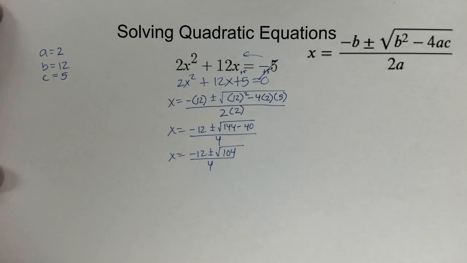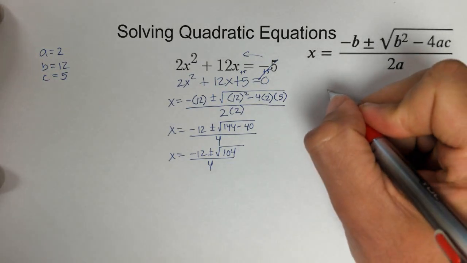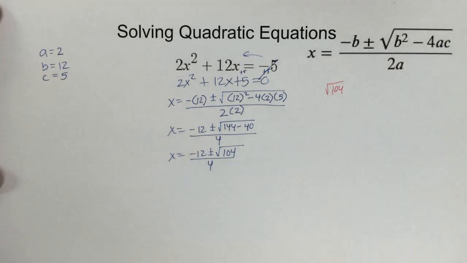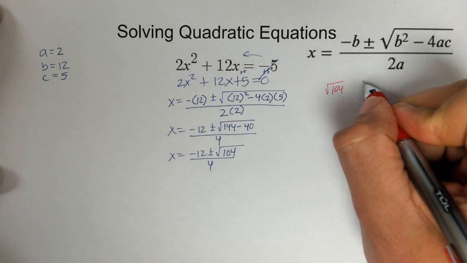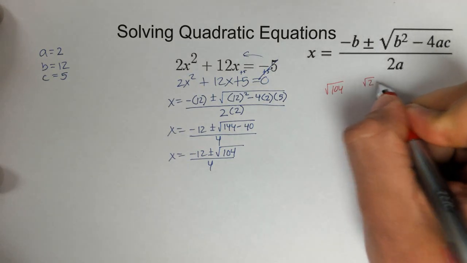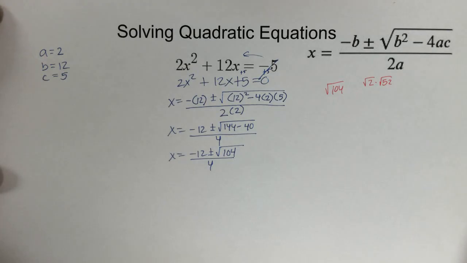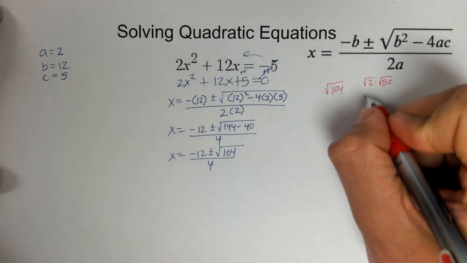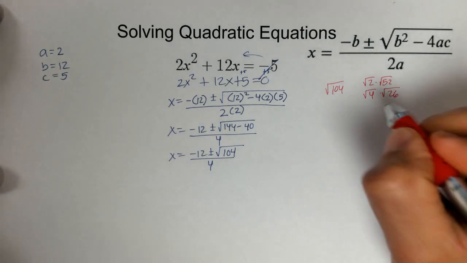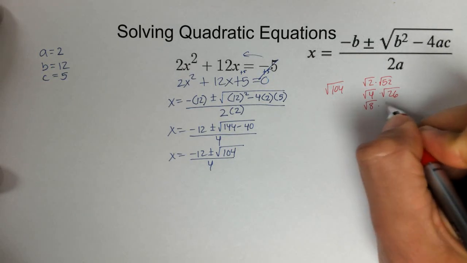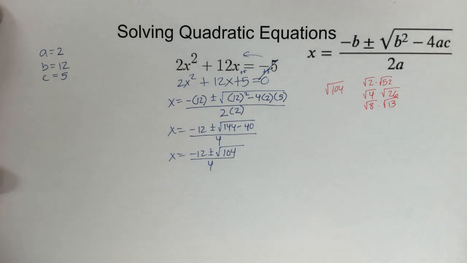I'm going to do some side work here in a little bit on the right. Let's see. 104 does not have a square root. 10 times 10 is 100, and 11 times 11 is 121. But I can break 104 into something that does have a square root. Like, I can replace 104 with the square root of 2 times the square root of 52, since it's an even number. I can also break this into the square root of 4 times the square root of 26. And I can also break this into the square root of 8 times the square root of 13.